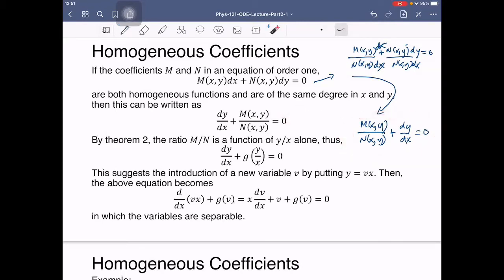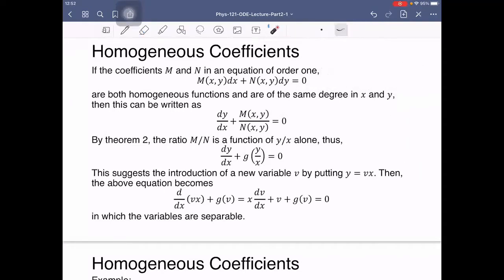Alright, so hopefully malinaw yan. So using this notation, we can have dy over dx plus some function g that depends on y over x. So ito yan. Kasi pinakita natin sa isang theorem 2 na this one is a function of y over x alone. Okay? So yan, pwede natin ngayon palitan din. Kaya nag-introduce tayo ng variable v. So we can write this equation further. So palitan na natin yung y ng vx.